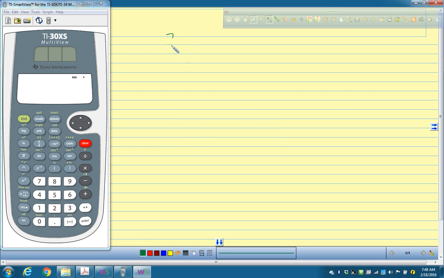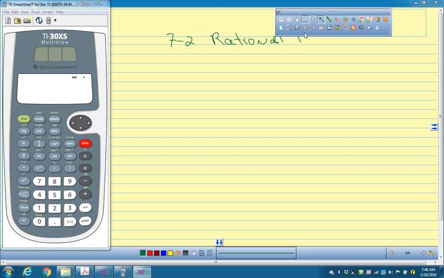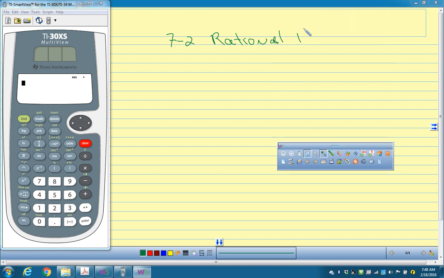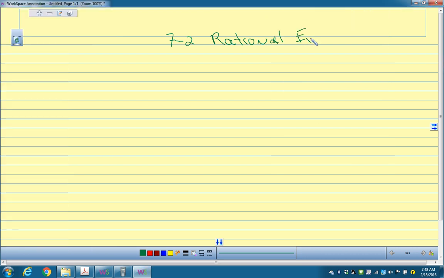This is section 7.2, rational exponents. Does anyone remember what a rational number is? We talked about this early in this semester. Yes? Any number that can be expressed as a fraction.